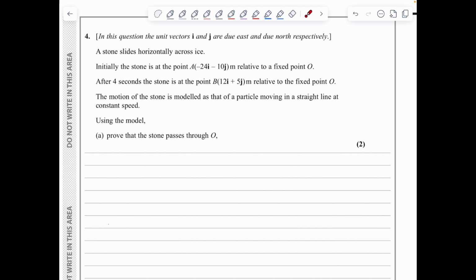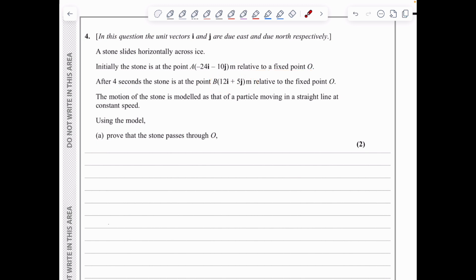Question 4 is on vectors. We've got a stone sliding horizontally across ice. It's initially at the point A with position vector negative 24i, negative 10j relative to a fixed point O. 4 seconds later, it's at the point B with position vector 12i plus 5j.